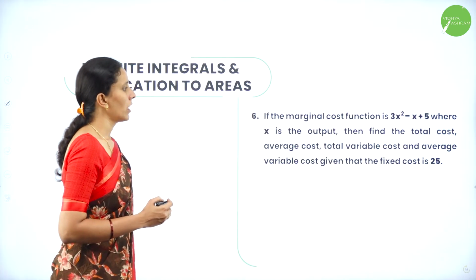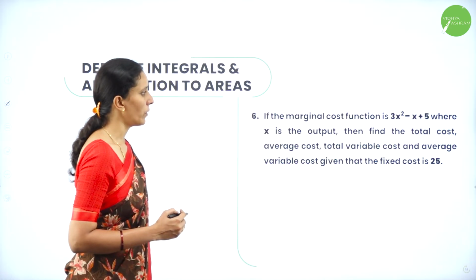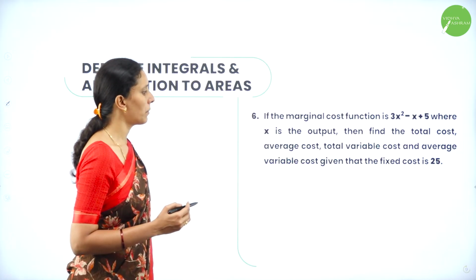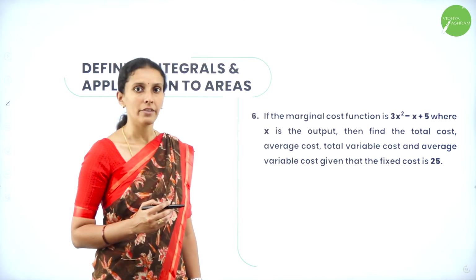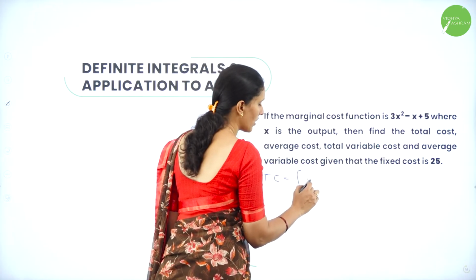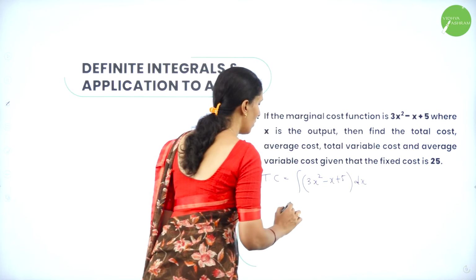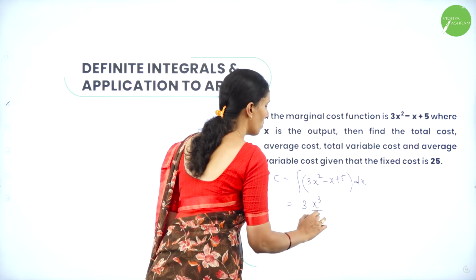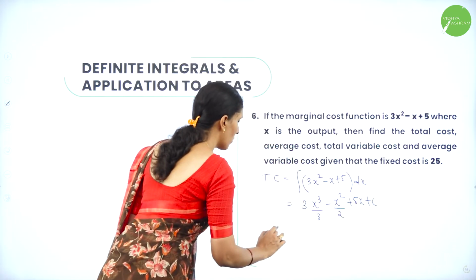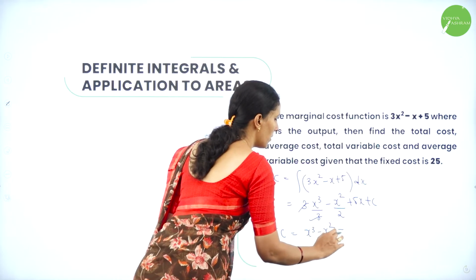Next one. If the marginal cost function is 3x square minus x plus 5, where x is the output, then find the total cost, average cost, total variable cost and average variable cost, given that fixed cost is 25. So here let us find the total cost by integrating the marginal cost, that is 3x square minus x plus 5 into dx. So we will get 3 into x cube by 3 minus x square by 2 plus 5x plus c. So therefore the total cost will be x cube minus x square by 2 plus 5x.